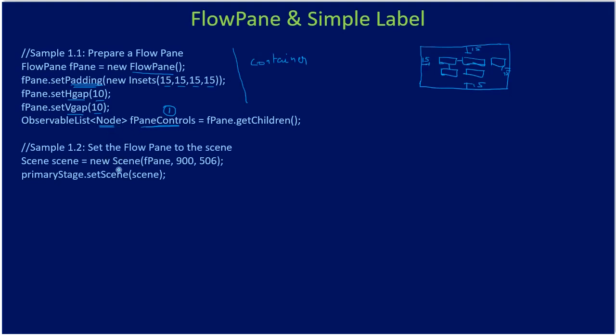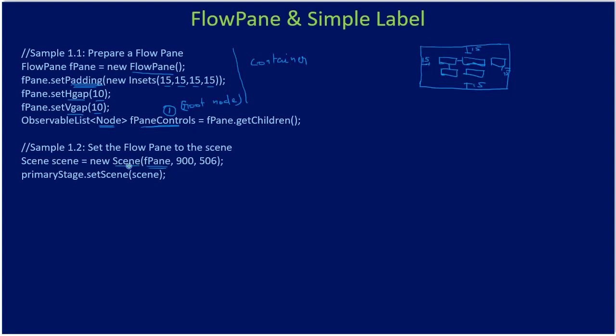Next, as usual, we create a scene, and for that scene we pass the FlowPane. That means this FlowPane acts as a root node. Here we are slowly establishing the scene graph. Previously we used the scene graph to display 2D graphics. Now we are using the same scene graph to represent UI controls as the nodes.